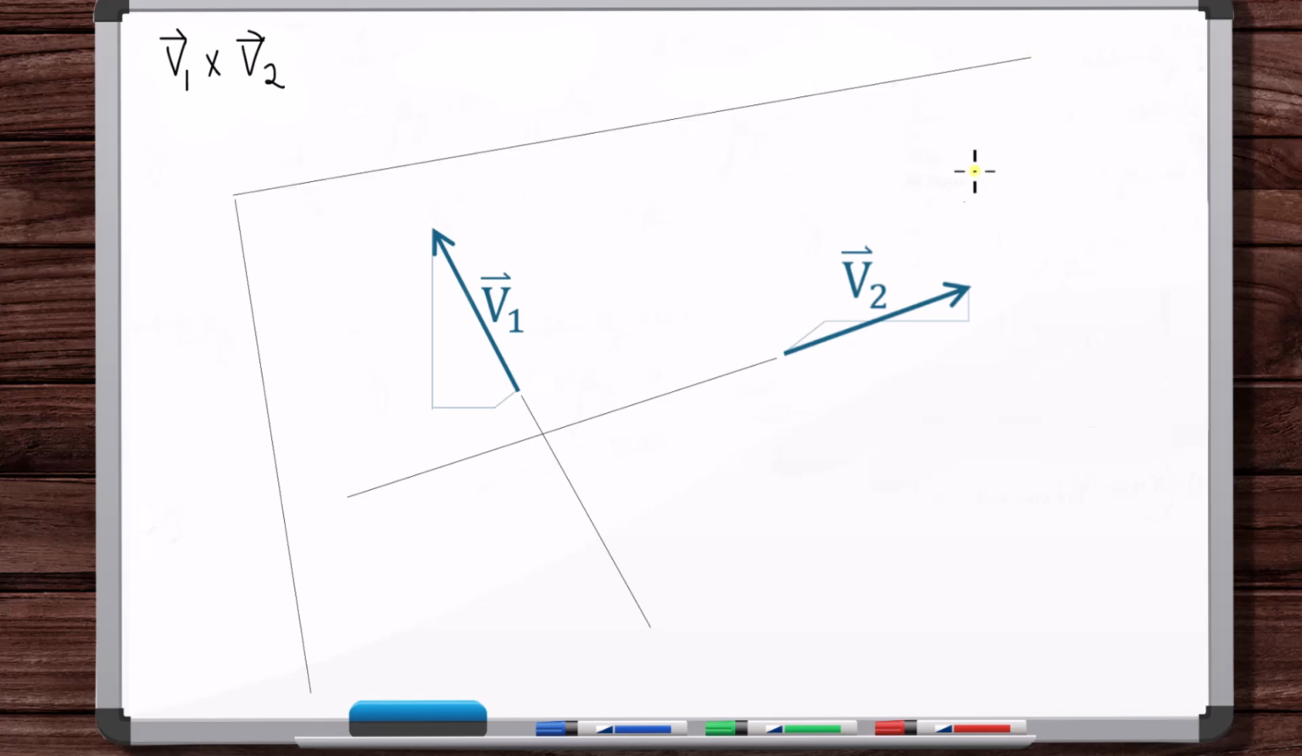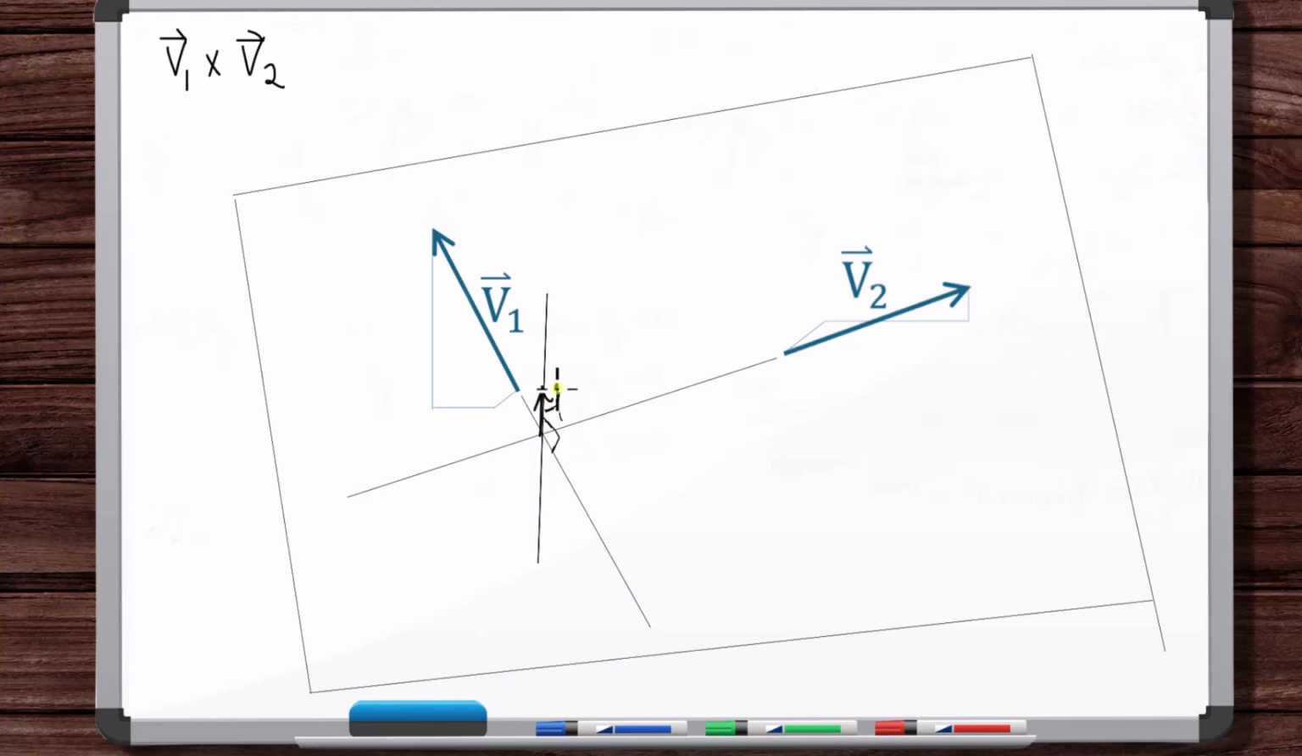There's a unique plane that contains both of these vectors and the angle between them. And the direction that you can find using the cross product is the direction that's perpendicular to this plane, normal to this plane, either above or below the plane. So this direction or this direction you can find using the cross product.